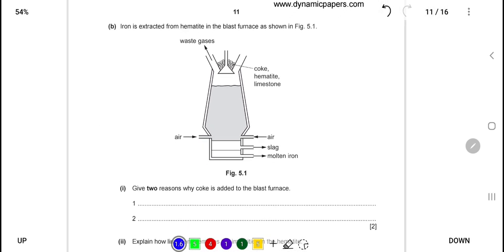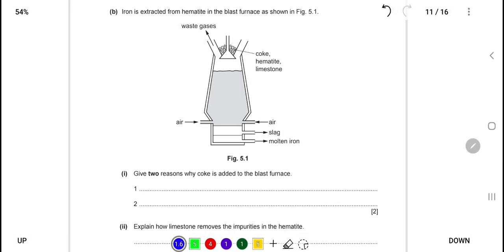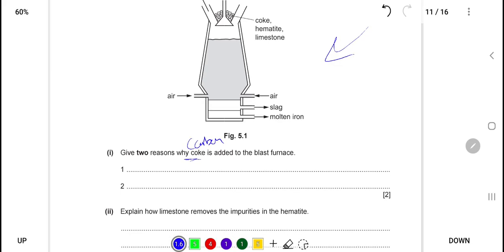Now B is about the extraction of hematite. Give 2 reasons why coke, carbon, is added to the blast furnace. We know that, you need to learn this. You can go to YouTube videos, they explain it very well, okay? So we know that coke releases heat. From its reactions, it releases heat. You need to know this point, it's important, it comes sometimes in paper 2. And what happens is that it reduces iron.